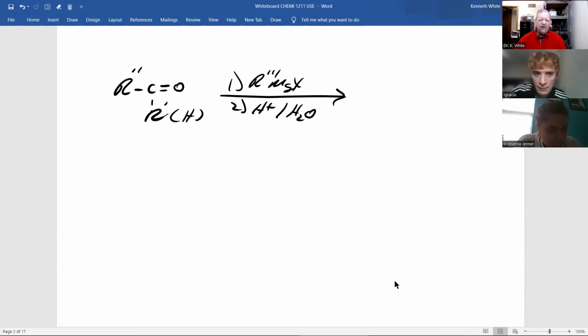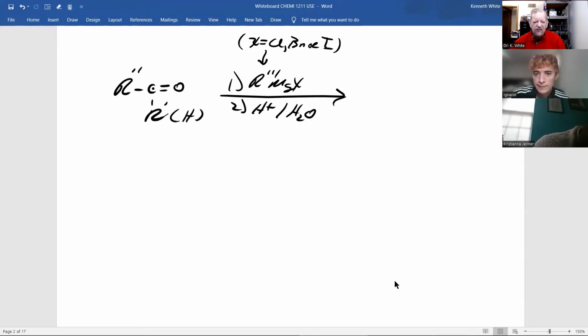Oh, by the way, the 4 reactions I just went over, I will never give a synthesis reaction on a test or a final. Same thing with this one. So what do we have? We have a ketone or aldehyde, and we have a Grignard. Remember, X here can be chlorine, bromine, or iodine.